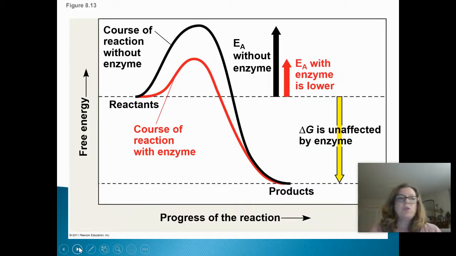So here's a few pictures to go along with what we're talking about. So this, if you're looking on the x-axis, you've got progress of the reaction, y-axis, free energy.